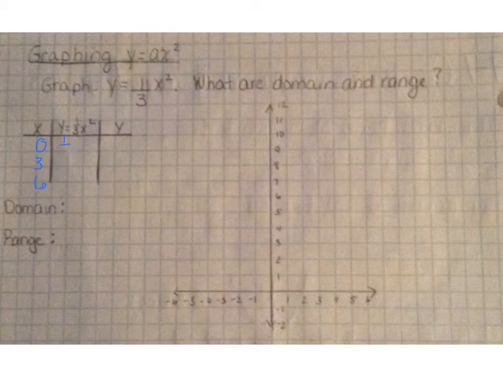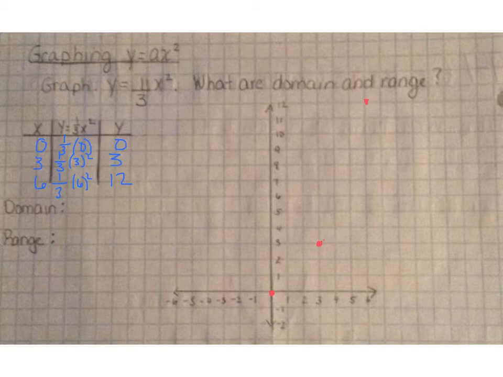When I substitute 0 in for x, I just get 0. When I substitute 3 in for x, I get 1/3 times 9, which is 3. When I substitute 6 in for x, I get 1/3 times 6 squared, which gives me 12. Next, we will plot these points on the coordinate plane. So we have the point (0, 0), we have (3, 3), and we have (6, 12).